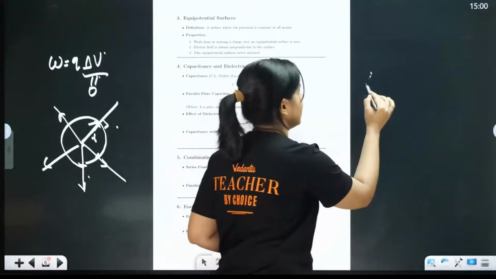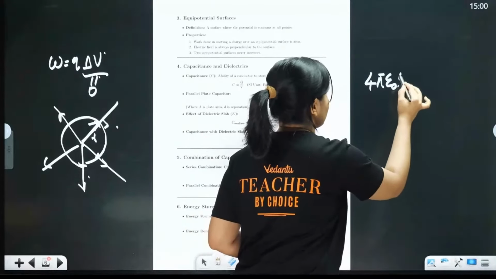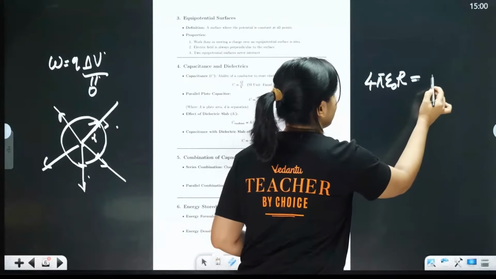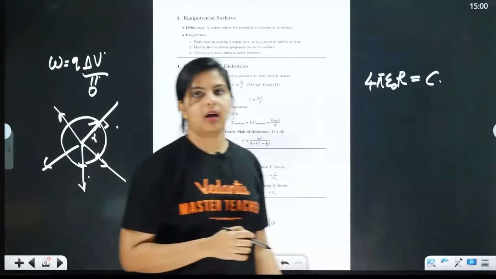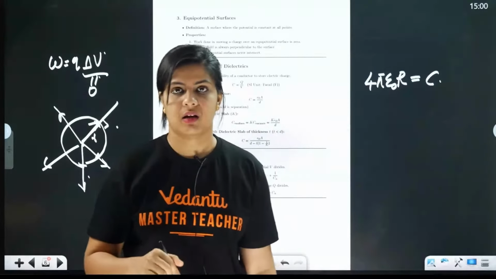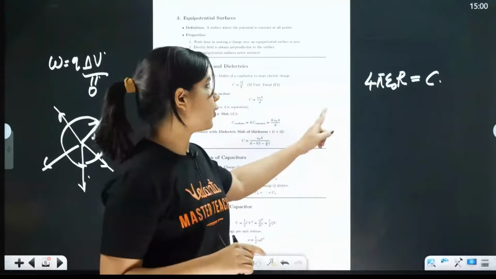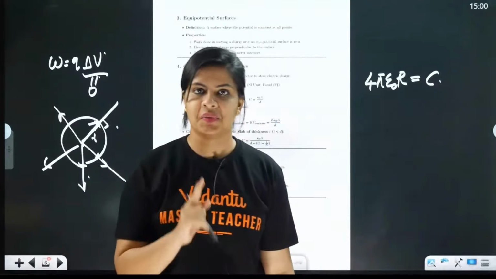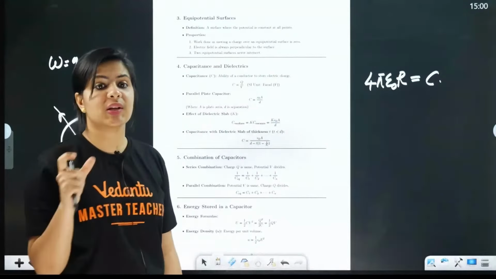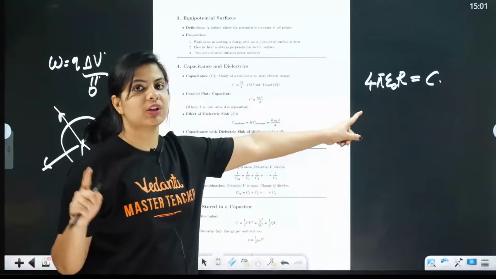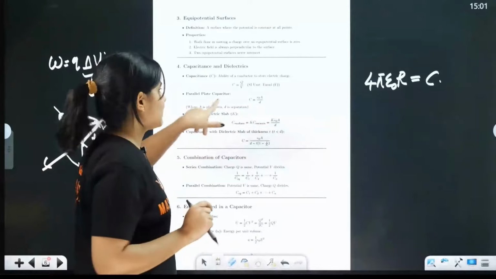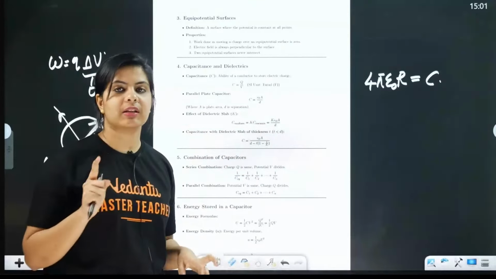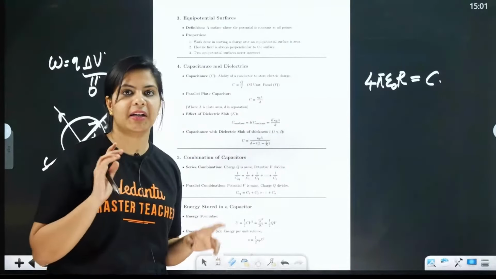Now we have an isolated spherical capacitor, and its capacitance is 4 pi epsilon naught r. You can study that equation also for an isolated capacitor. Next, the capacitance of a parallel plate capacitor is C equals epsilon naught A divided by d.